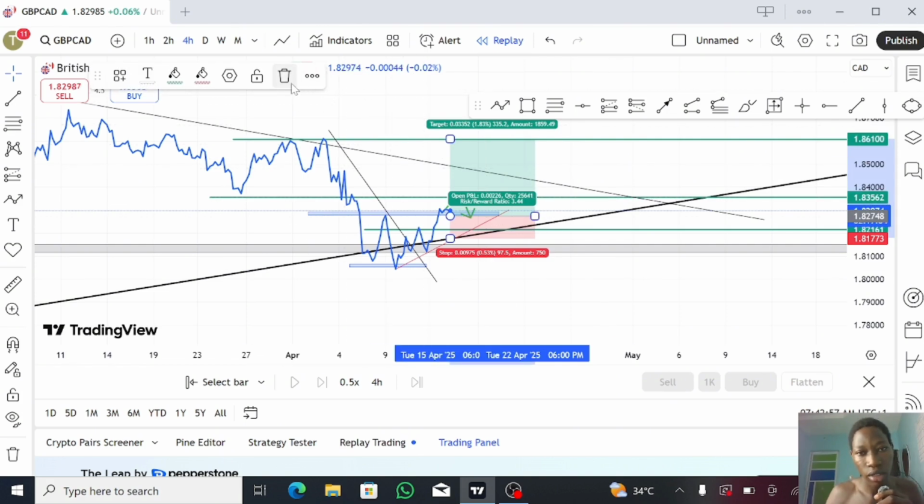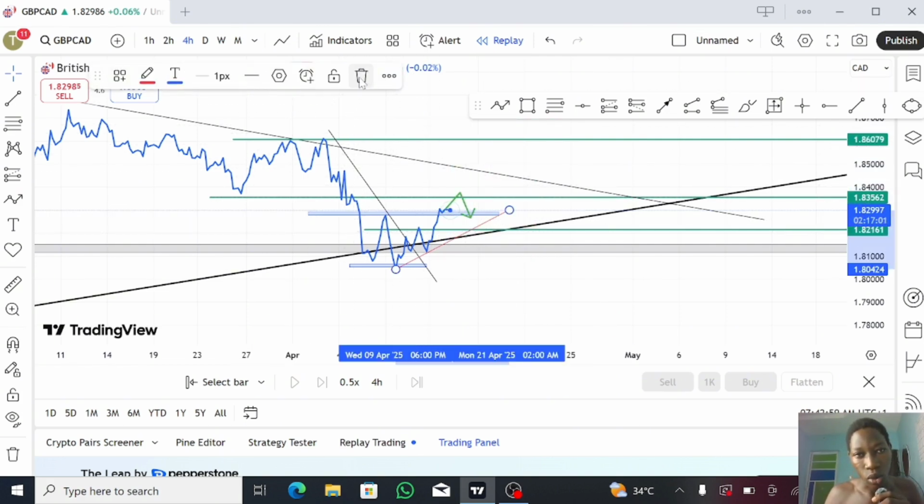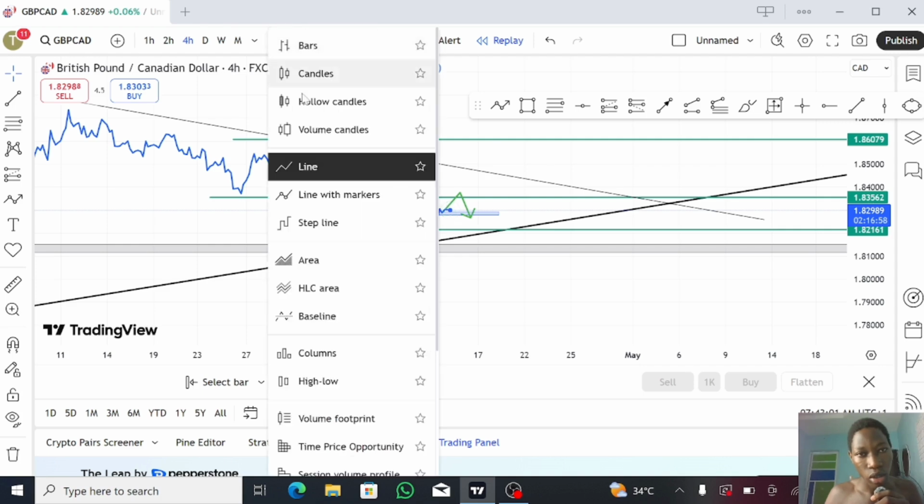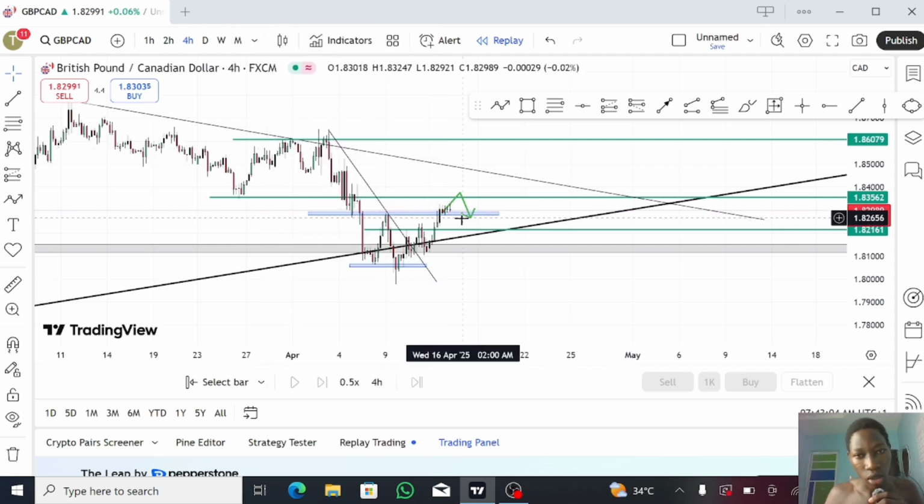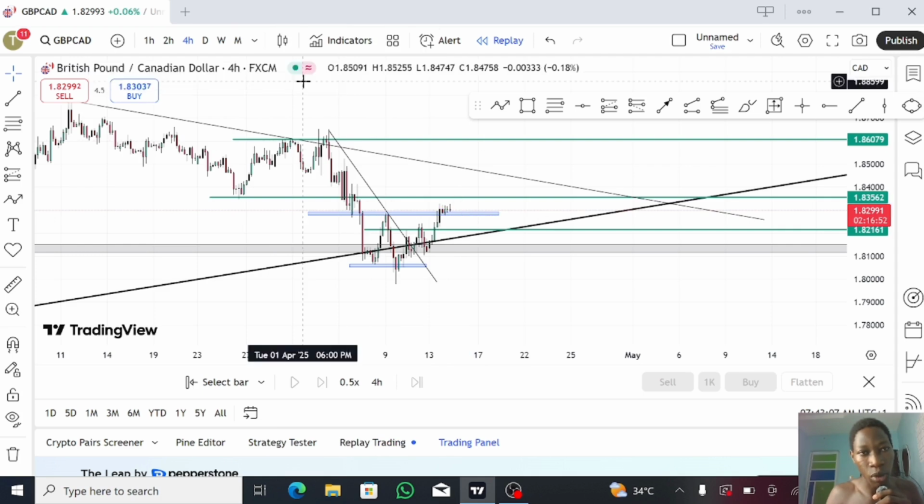So let me delete this first. So this is the 4 hours candlestick. So let me turn this to candlestick again. So I'll update you guys tomorrow what the market later did.